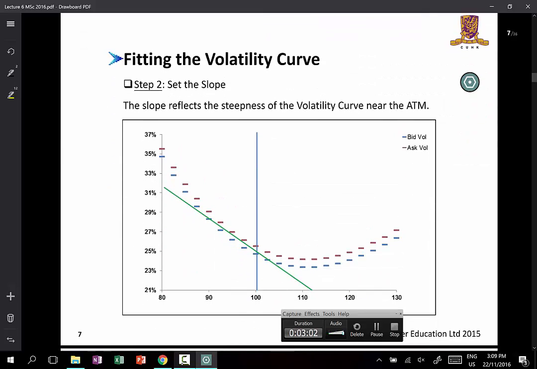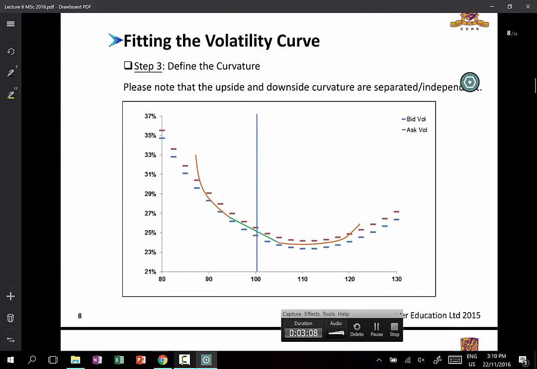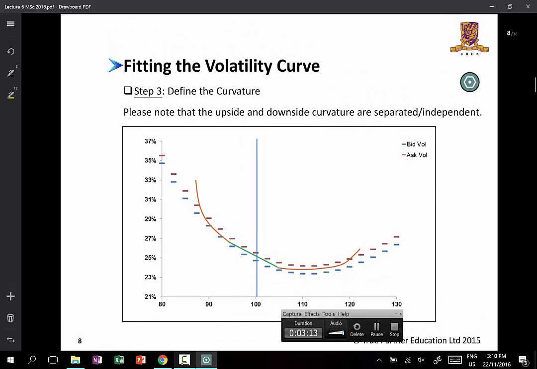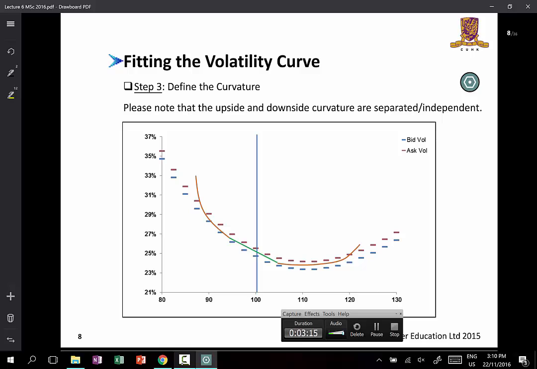Okay, that's what these slides are talking about. It's just how practitioners try to use simple parameters to fit their quoting methodology, which is consistent with where the market is trading.